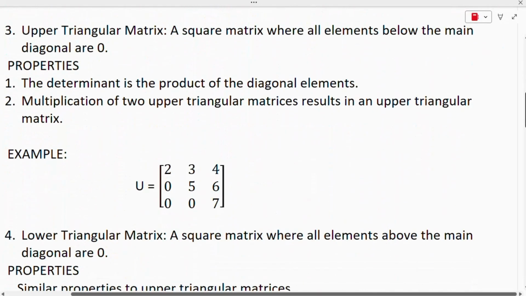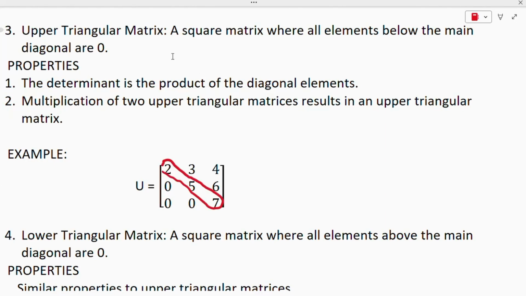Number 3, we have the upper triangular matrix, a square matrix where all elements below the main diagonal are 0. Now, this is the diagonal. 2, 5, and 7 is the diagonal right here. So if all the elements below the main diagonal are 0, we refer to this as the upper triangular matrix. So we have 0 here, 0 here, 0. So these are the elements below the main diagonal and they are 0. So we call this an upper triangular what?